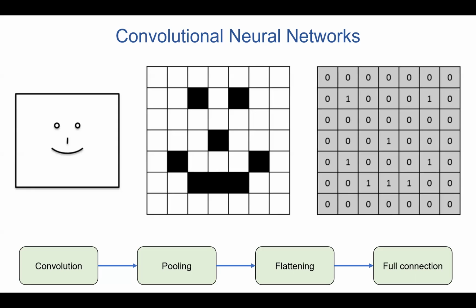So we're going to go over just the intuition behind what a convolution operation is and what it does, then what pooling is, what flattening is, and then finally the full connection part, before we actually code that in a Python framework to get the results.